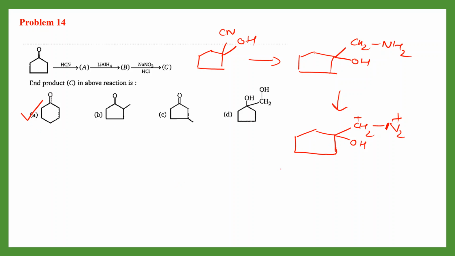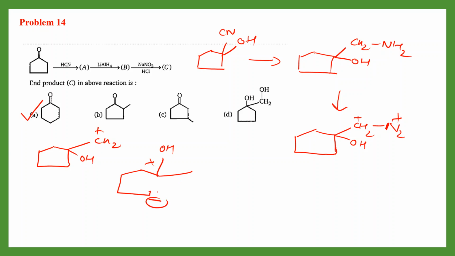Understood? For another student, I think he has joined late, let me explain again from the basics. CH2 positive will come, since on breaking this bond we can get a more stable carbocation, that is mesomerically stabilized. Here negative charge will come, CH2 positive will join, and at last you will get cyclohexanone. Understood, students? Yes, ma'am. Okay.